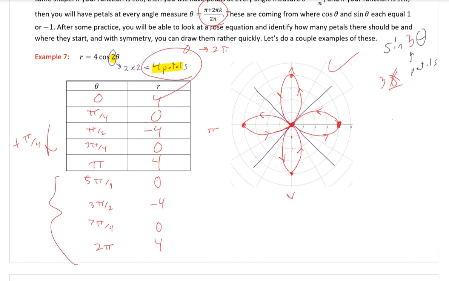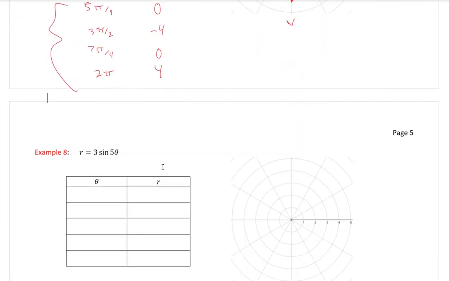However, we didn't necessarily need to do this. Because we knew how many petals there would be and the graph we had constructed, we should have been able to use symmetry, basically just flip the graph, and get everything else. So use your logic, use your symmetry, and you can construct these a lot faster. Let's do a couple more of these.